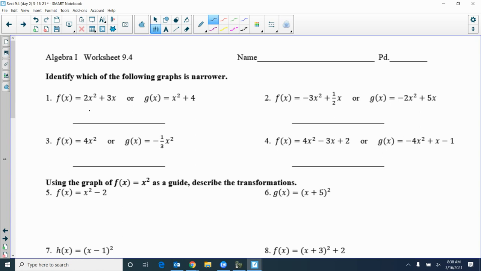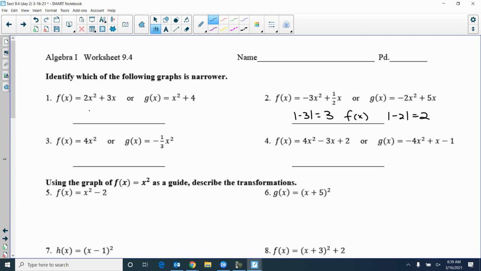Because here's what you do: you look at the absolute value, and you really just ignore the negative. So that's going to be 3. That's going to be 2. The bigger the number, the narrower the graph. So that means f of x will be narrower. So check what you put down. If you put g of x, flip it. Okay, so that means f of x will be narrower.